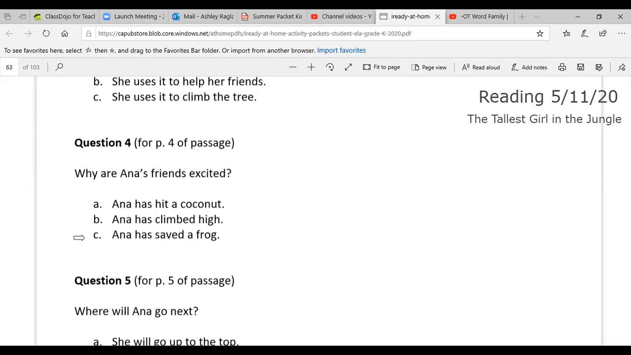Why would her friends be excited? Think about what happened in the story. There's 2 things here that did not happen in the story. So there's only one correct answer. Why were her friends excited? She hit a coconut, she climbed high, or saved a frog. Which one is it? And pause the video if you need more time to think. I'm going to move on to number 5 though.